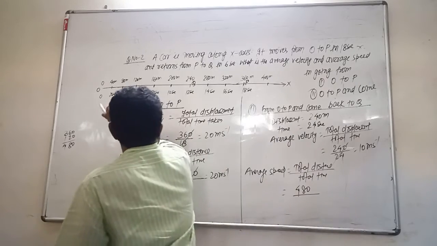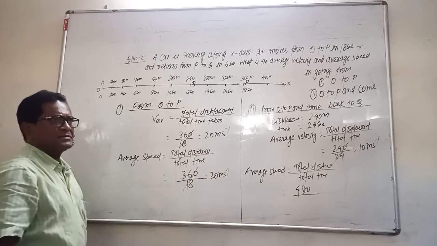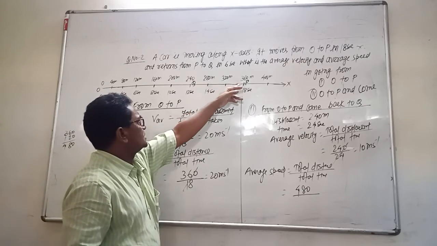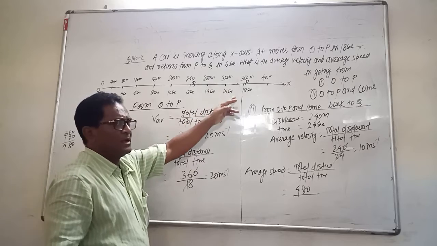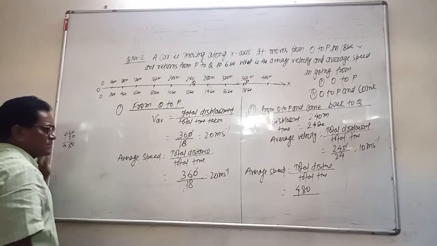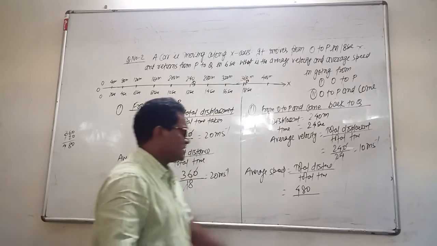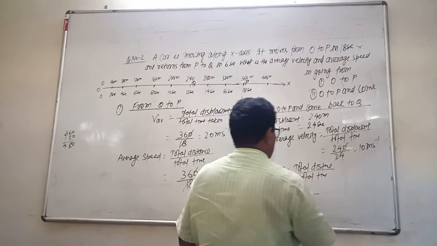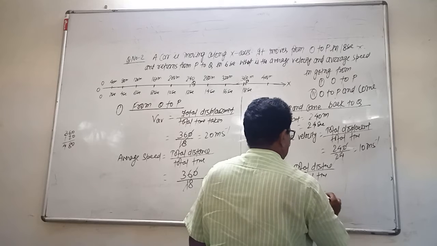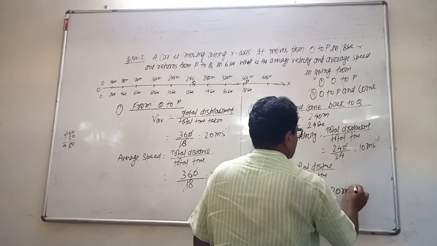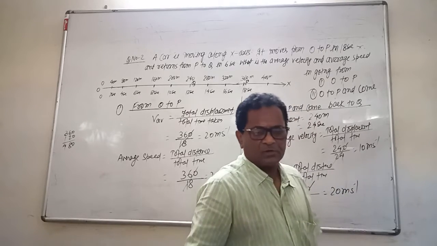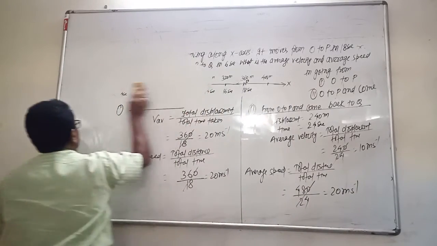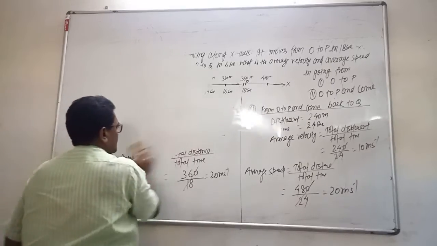It goes from O to P and covers 360 meters. It returns back from P to Q, so 360 minus 240 is 120. So 360 plus 120 is 480. Total distance covered is 480, and the time will be the same, 24 seconds. So this will be 20 meter per second. So this is what we have about average velocity and average speed in this question.